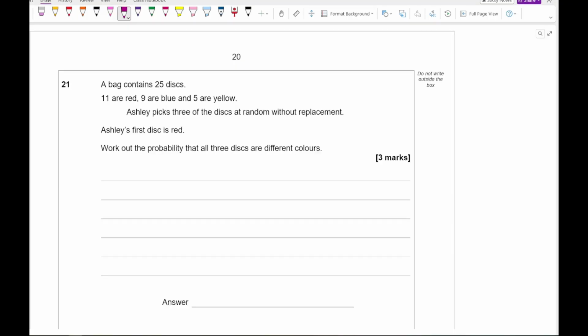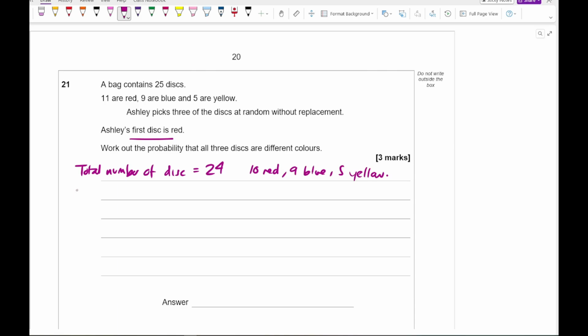Now moving on to question 21, it says a bag contains 25 discs, 11 are red, 9 are blue, 5 are yellow. Ashley picks 3 discs at random without replacement. Ashley's first disc is a red. Work out the probability that all 3 discs are different colours. So the fact that Ashley has picked the first disc as being red means that the total number of discs is going to be equal to 24 discs, in which 10 are red, 9 are blue and 5 are yellow.